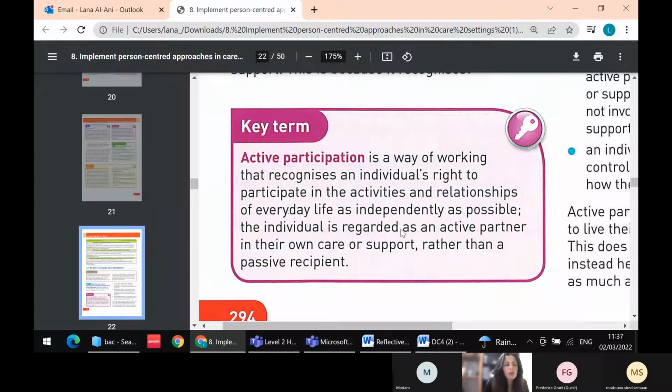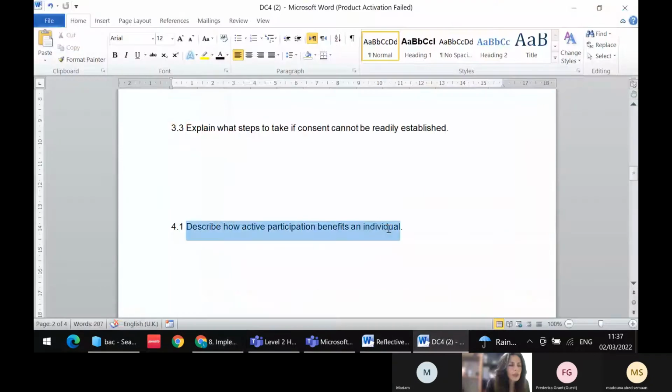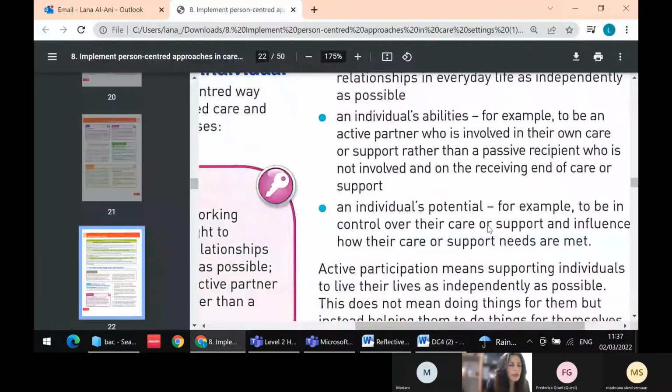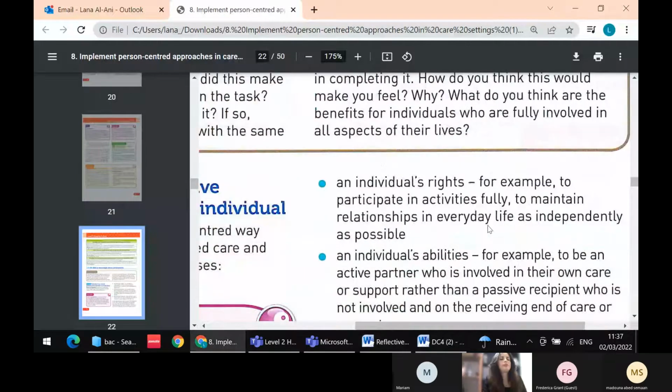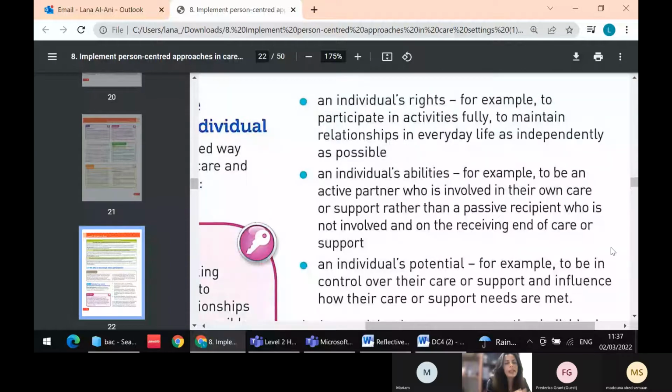So what's the importance, where it says how active participation benefits the individual? So why is active participation good for the person? So for active participation, an individual's right, like you give each person his right, for example, to participate in an activity fully, to maintain relationships in everyday life as independently as possible. So it provides the individual with their own rights.